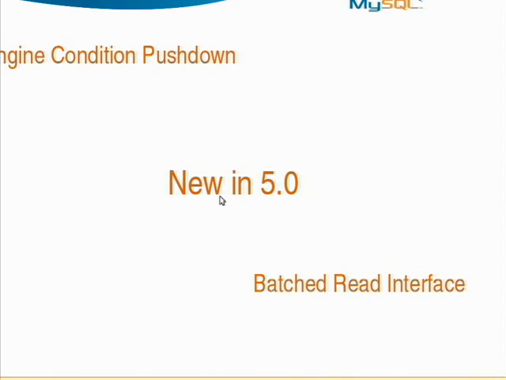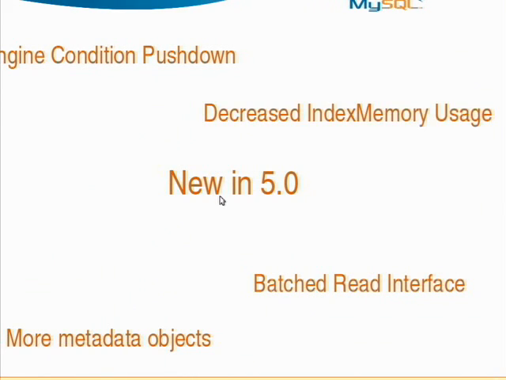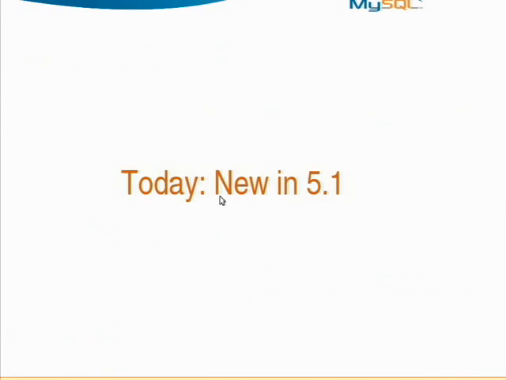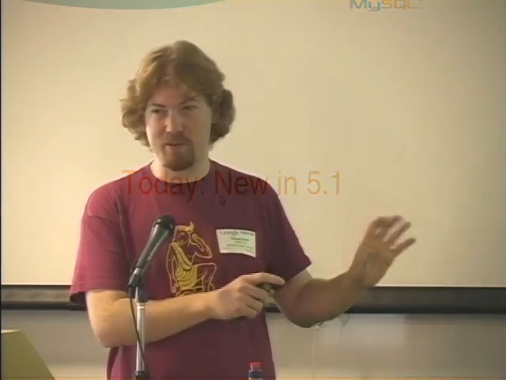10 gigE buys you basically no latency benefit over gigE. You get big bandwidth, but latency is where your queries take longer. We have more metadata objects, so we support more tables in the cluster, that kind of thing. We use less index memory in 5.1. Sorry, in 5.0, we made a bunch of optimizations in that. We also enabled the query cache, so we use the query cache in cluster. They work together nicely. And today I'm talking about what's new in 5.1. This is very similar to the talk I gave at the users conference, really, really similar.